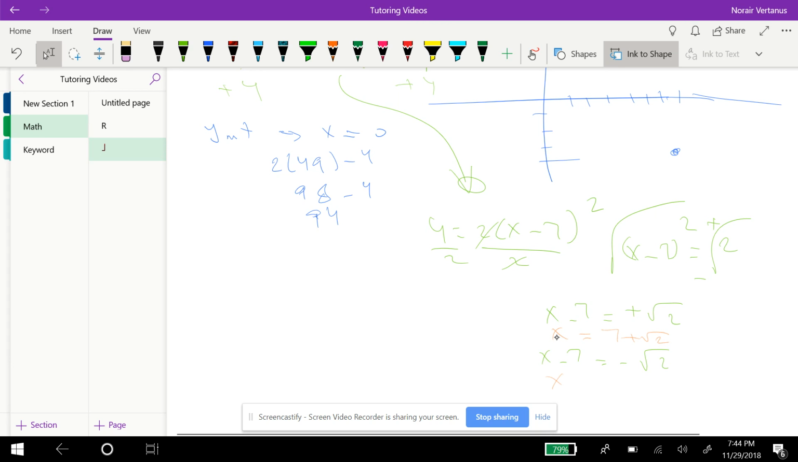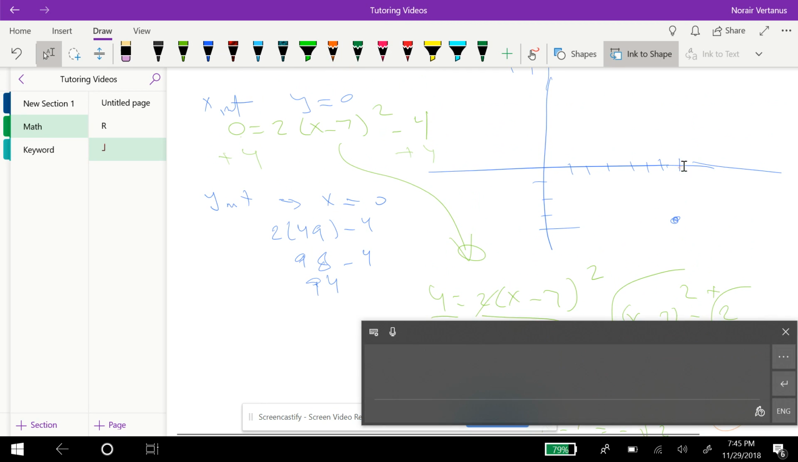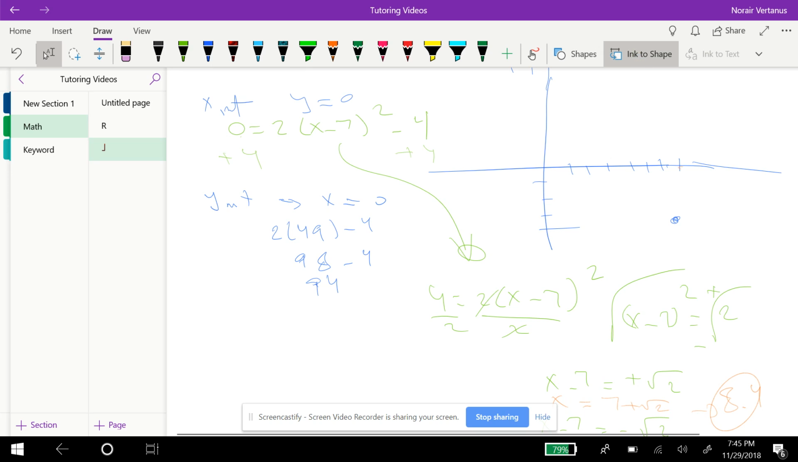And in the other case, x equals 7 minus rad 2. Rad 2 is 1.4, so this is going to be like 8.4. And if you subtract 1.4, it's going to be 5.6. So 8.4 and 5.6 are the x-intercepts. This was 7, so 1.4 away, and 1.4 smaller is going to be 5.6 here.